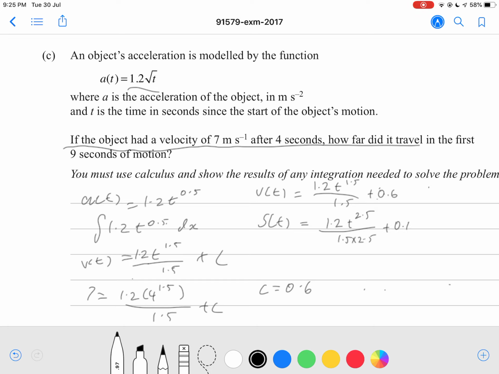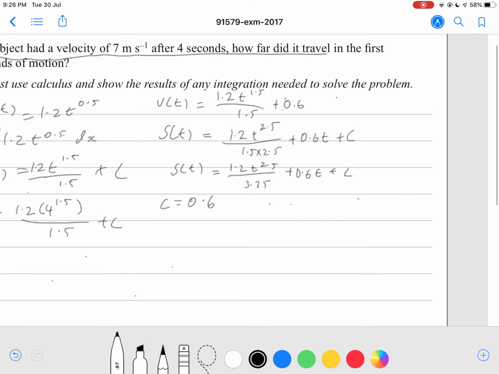And then we're going to add the 0.6t, and we're going to add the c we don't know, okay? So if we simplify this a little bit, we can say s of t equals 1.2 t to the power of 2.5 divided by 3.75 (1.5 times 2.5), plus 0.6t plus c. Okay, so how far did it travel in the first 9 seconds of motion? Basically, when t equals 0, our distance equals 0, so therefore our c equals 0. So we're just going to make that statement.